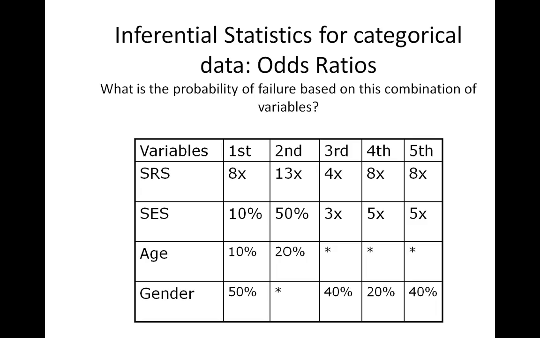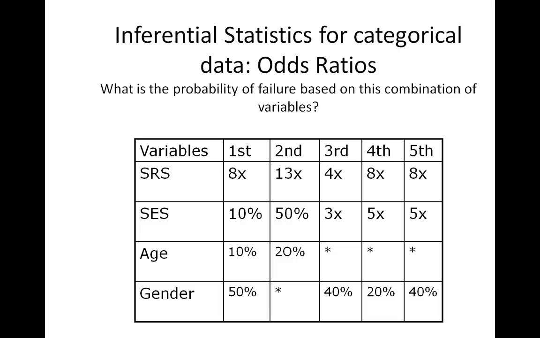These are called odds ratios. So what's the probability of failure based on this combination of variables? You want to see an odds ratio of at least 1 time more, or 2 times more, in order to say that it's very significant. So immediately you notice that in the presence of all of these variables, having failed or been placed in an at-risk category on the SRS made it much more highly probable that the student would fail all the way through 5th grade. Let's go down to age.